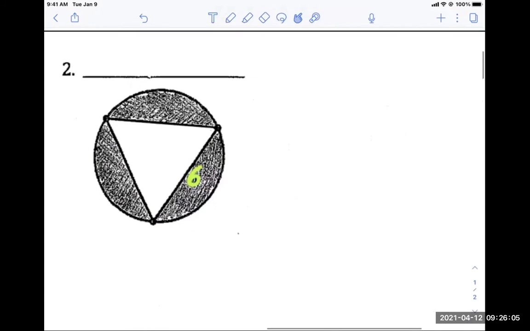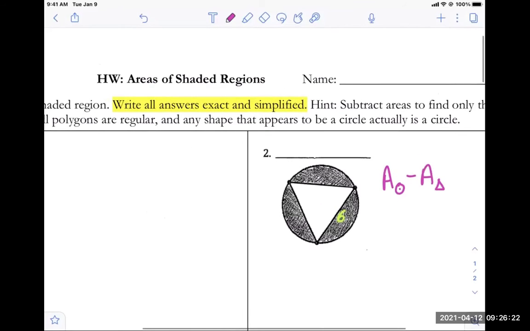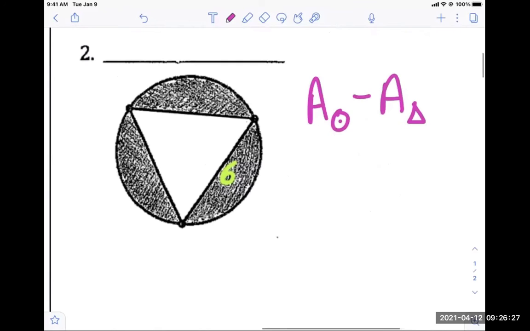Okay. So for this one, again, you're going to be doing the area of the circle minus the area of the triangle. Now, in order to do the area of the circle, we need the radius or the diameter. So we have to draw something on here. Remember, I told you that the polygons are regular. So you need to pull back into your brain things you know about this regular triangle. Do we know how to find the area of the triangle from what we were given so far?